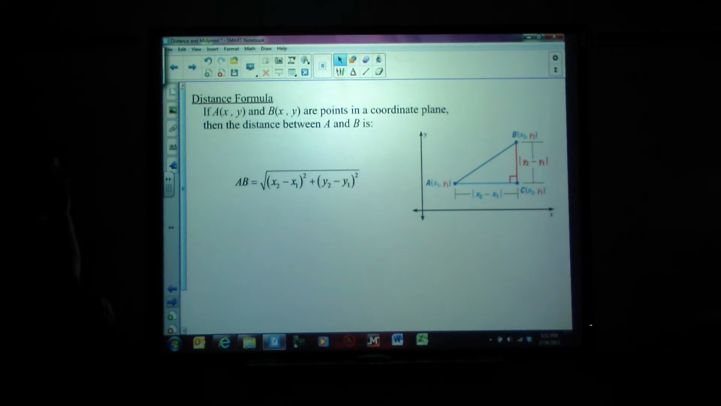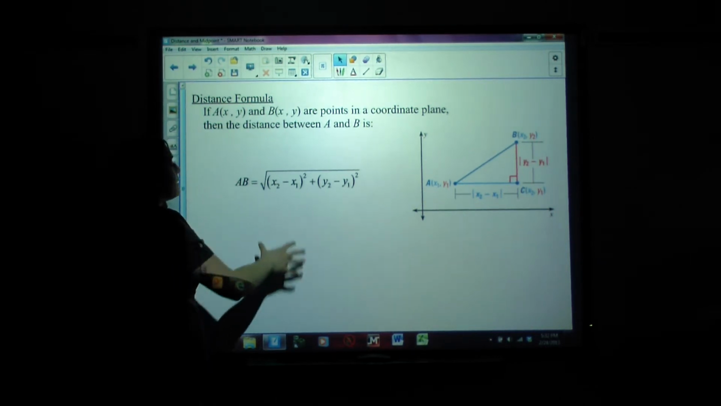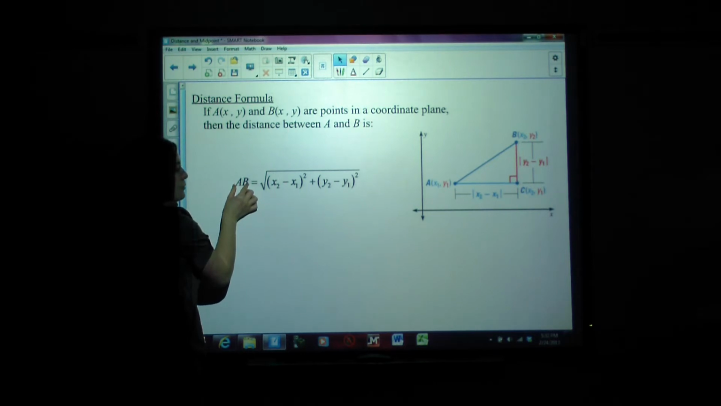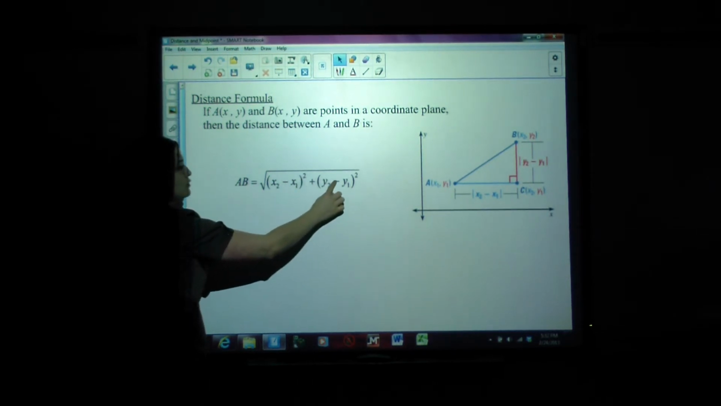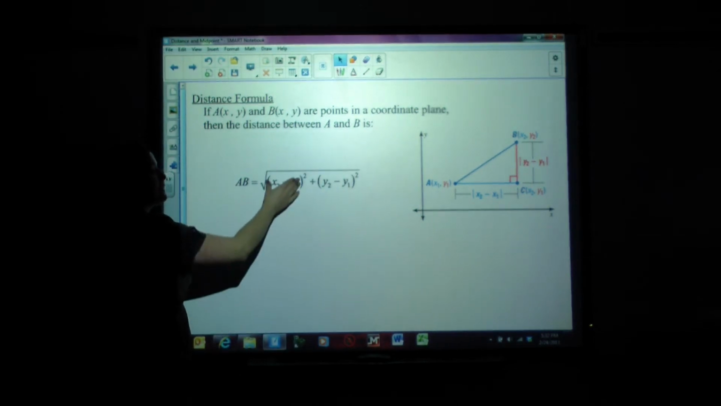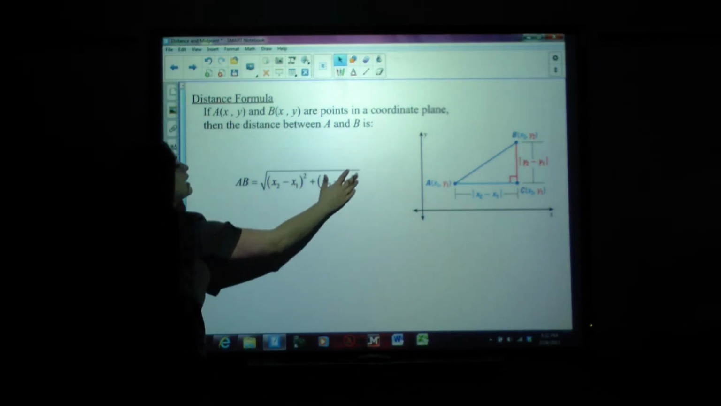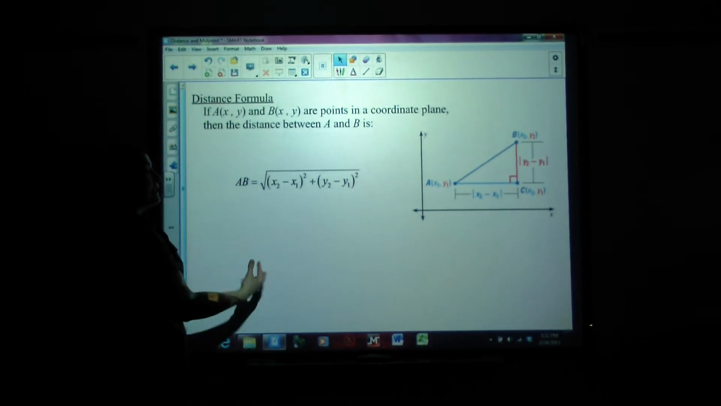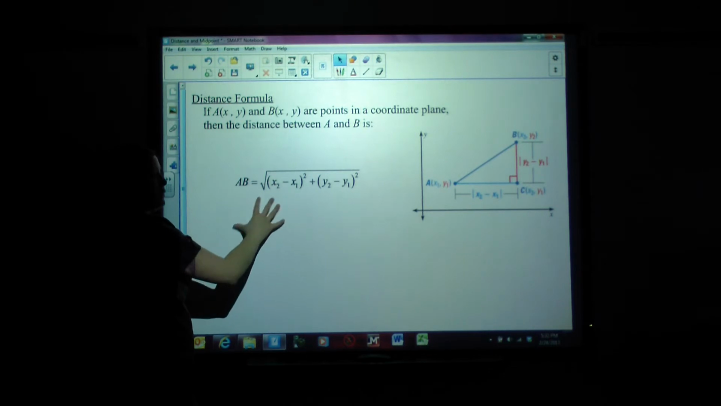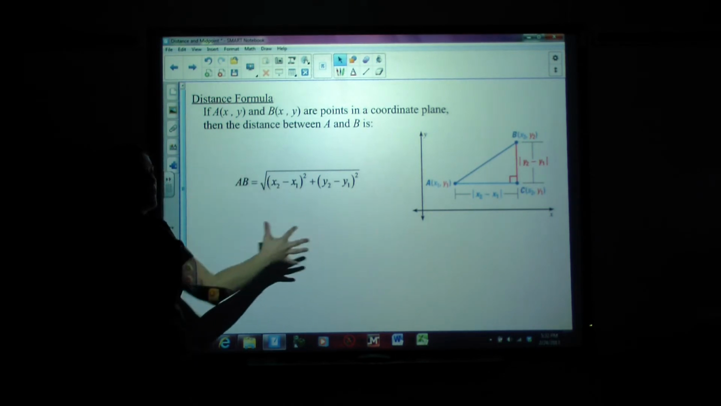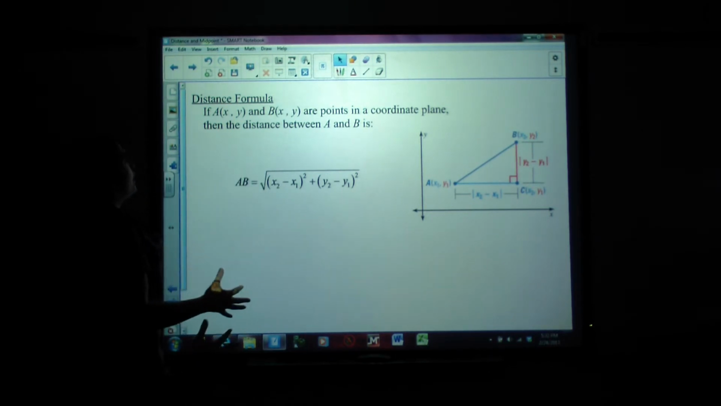Let's try distance formula. The distance between 2 points A and B in a coordinate plane, the length from A to B, is going to be found by taking x2 minus x1 squared plus y2 minus y1 squared. So we're finding the difference in the x's squared and the difference in the y's squared, adding them, and then square rooting to find our length. That is the distance formula. We can use this for any 2 points to find the length between them.